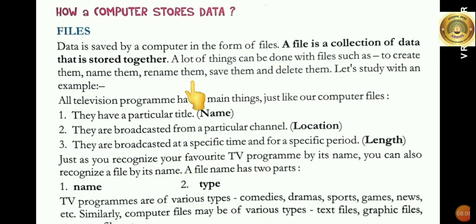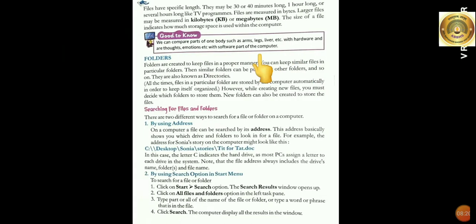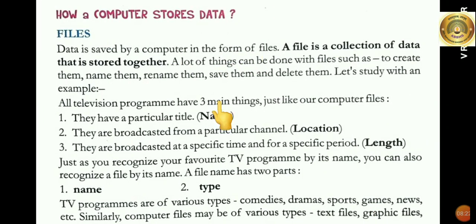So now let's see how a computer stores data. By using files, data is saved by the computer in the form of files. A file is a collection of data that is stored together. A lot of things can be done with files, such as to create them, name them, rename them, save them and delete them.